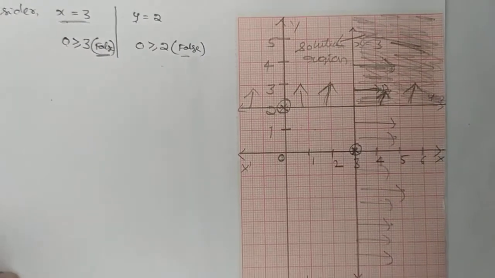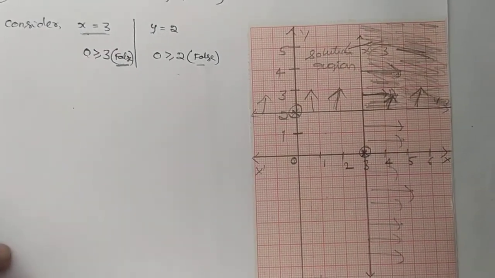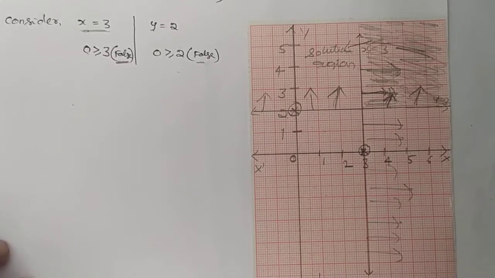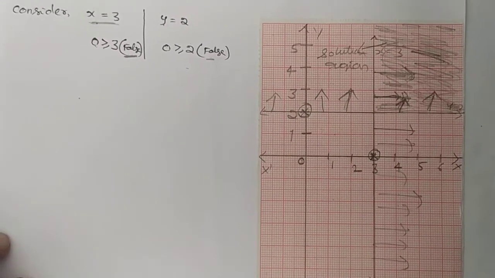That's it. Hence it is the graph of x greater than or equal to 3, y greater than or equal to 2.